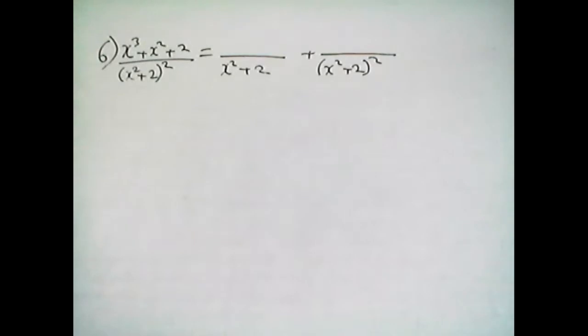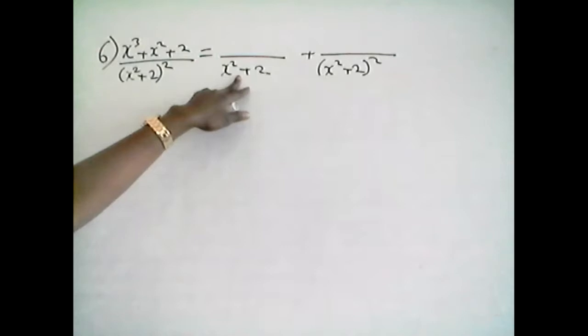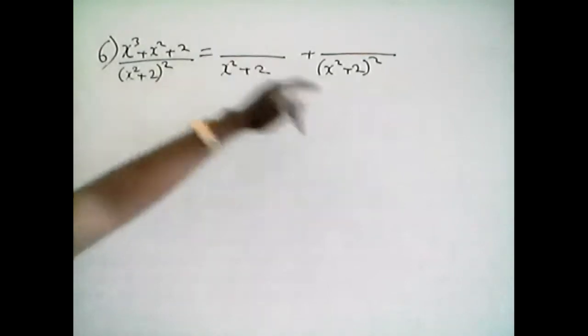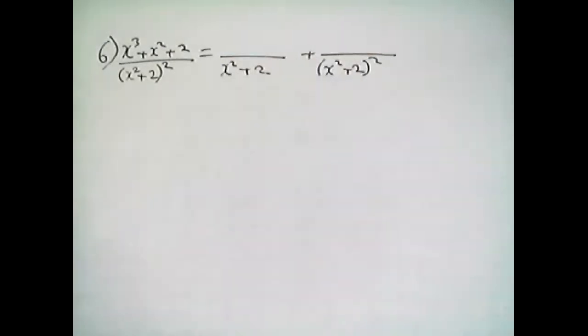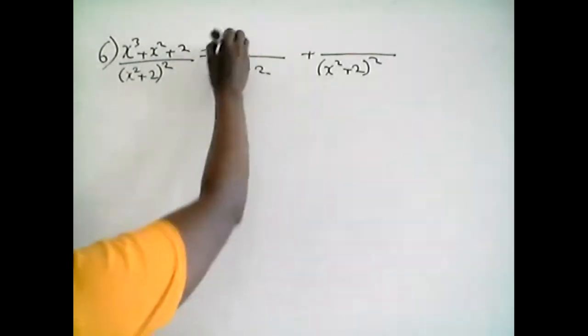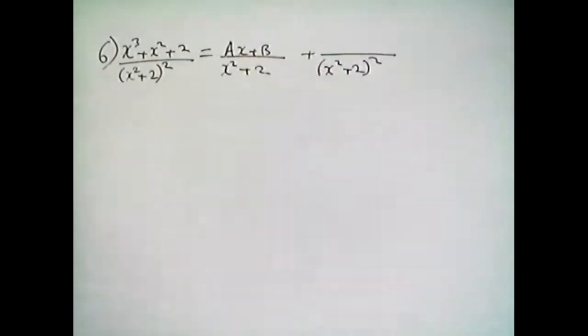After we've done that, we ask ourselves, is this part linear or quadratic? It is quadratic. So what are we going to write here? Someone to give me what I'm supposed to write on top, and another person to give me what I'm supposed to write there. First, a guy to start. Ax plus B. Okay, correct. So Ax plus B. Now a guy to give me what is supposed to be written there.